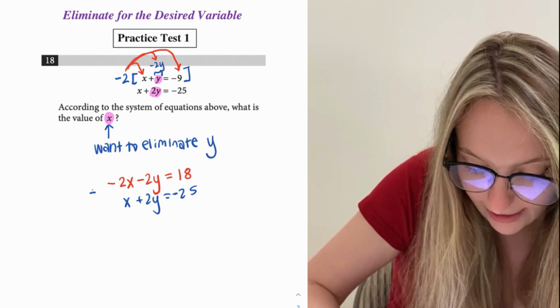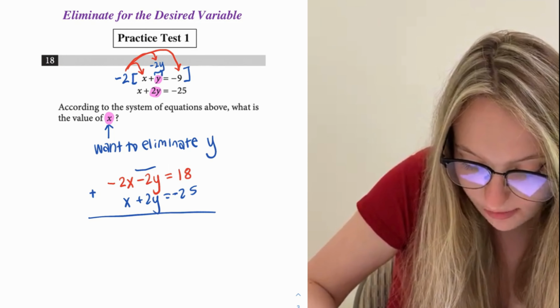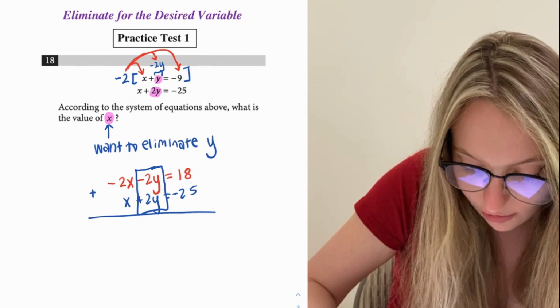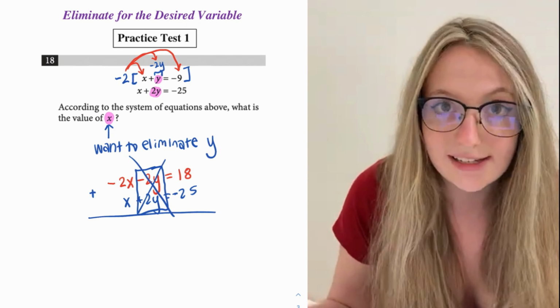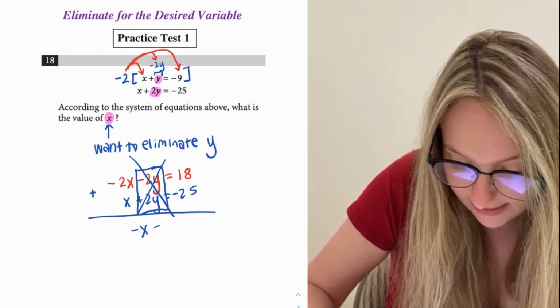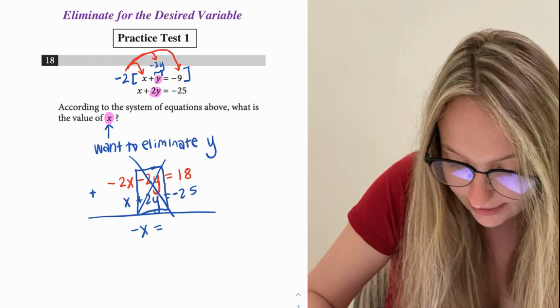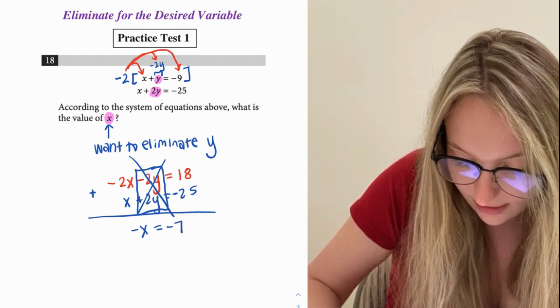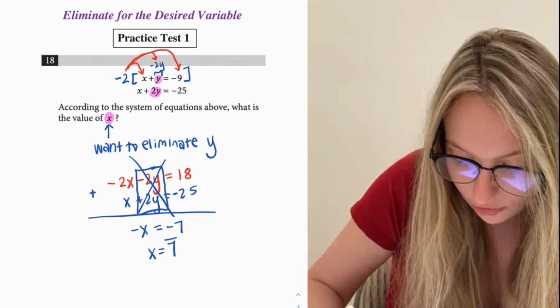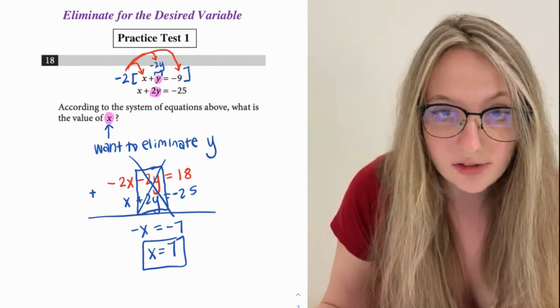All right, so now we're going to add them together. And again, the whole reason we multiplied by -2 is so that we would conveniently get the y's to cancel out so we could just get x. So -2x plus x is going to give us -x, and that's going to be equal to here, 18 minus 25 is -7, so x then is going to be equal to 7 as the final answer.